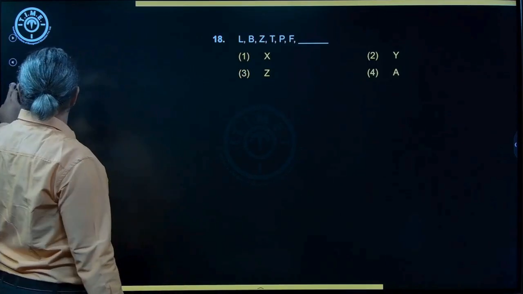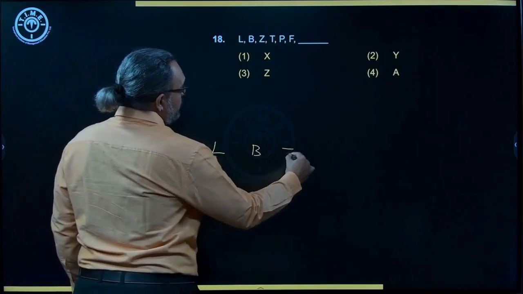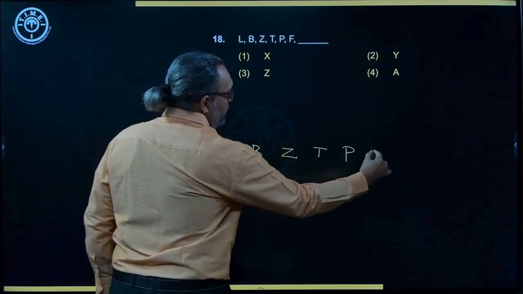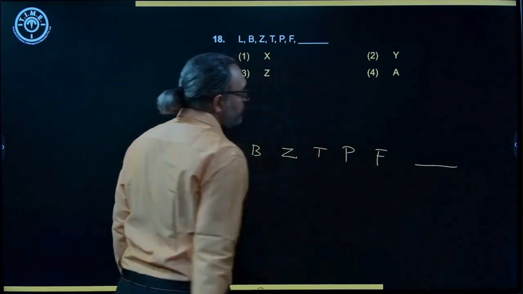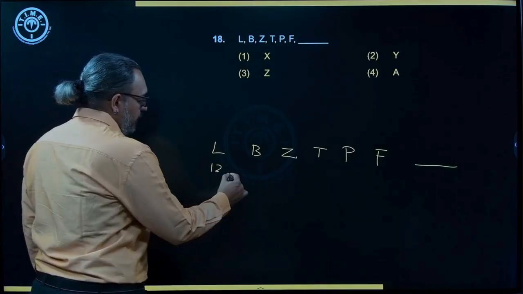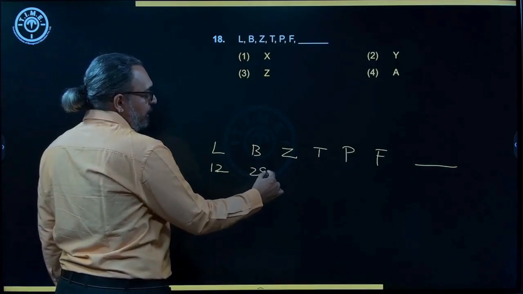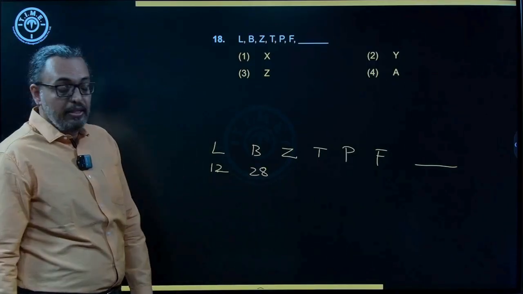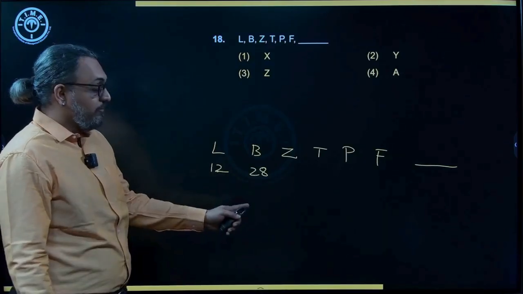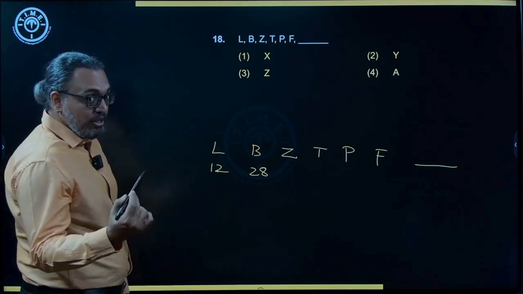Coming to the next. We have L, B, Z, T, P, F, blank. So we have L is 12. Correct. Now B, I can take it as 28. Now Z, now check here. When you replace them with numbers, we need to be careful.